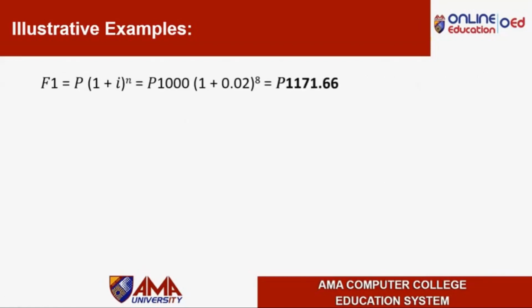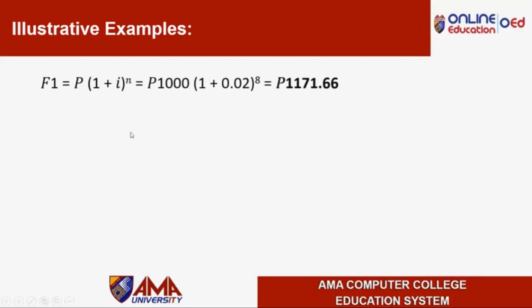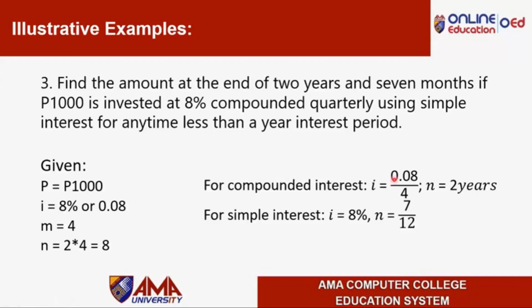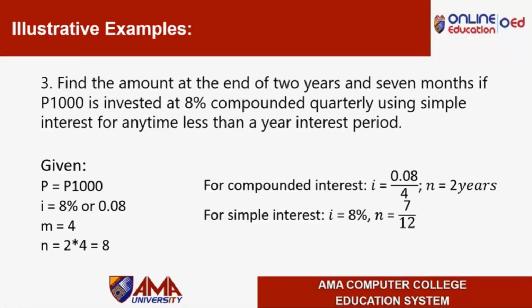So let's start with F1. F1 is the compound interest. This one, we'll be using this one. So F1 is equal to P multiplied by 1 plus I raised to N. Our principal is 1,000 multiplied by 1 plus 0.02, because of 0.08 divided by 4. So our interest now is 0.02, raised to 8, is equal to 1,171.66. Raised to 8, your N.